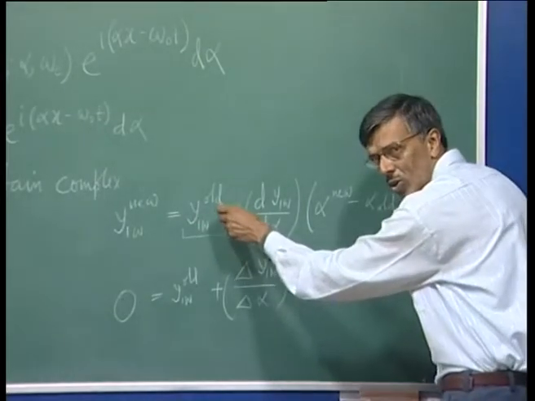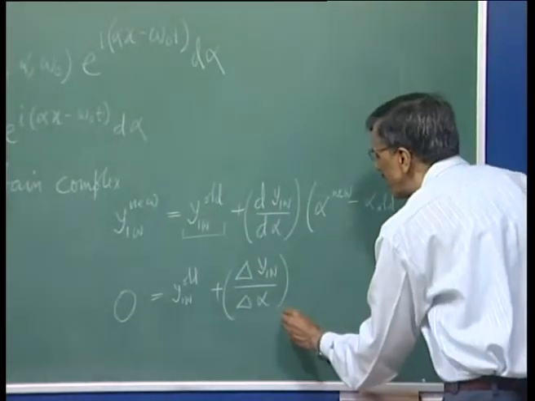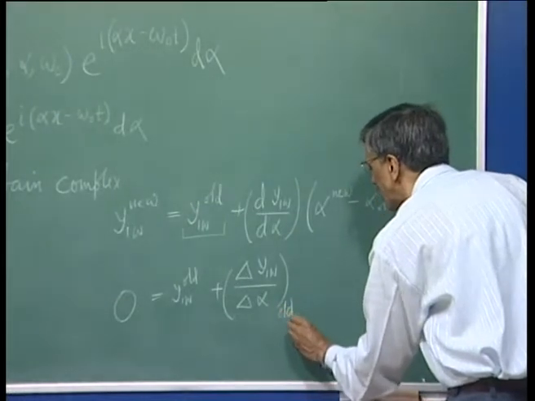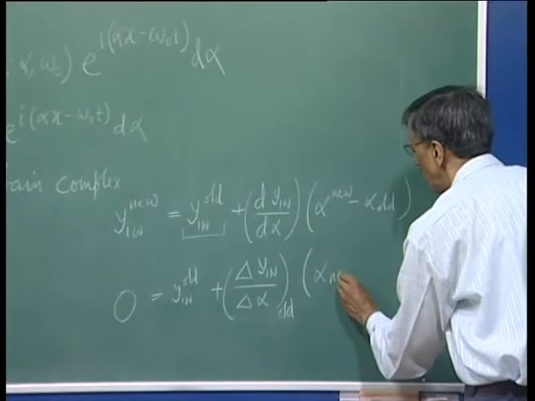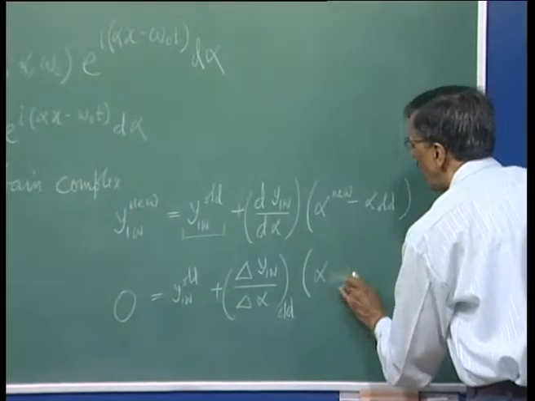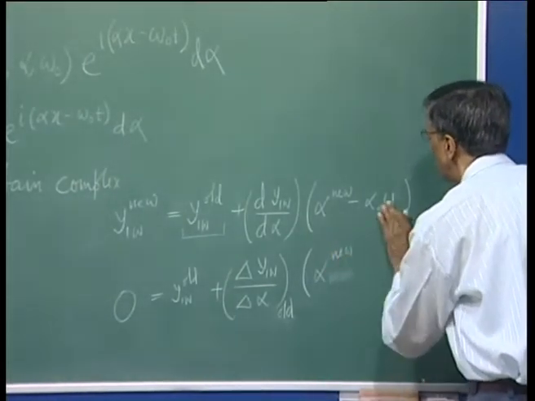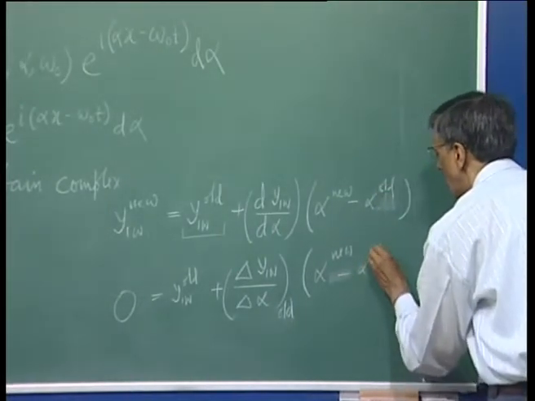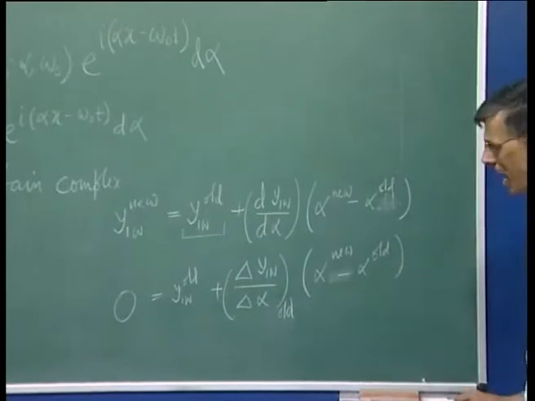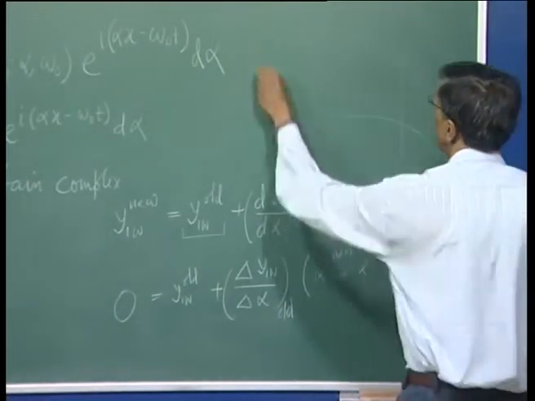Corresponding to the old condition, right. So, this is basically corresponding to the old condition times alpha nu minus alpha old. Okay. So, what do we get from here?